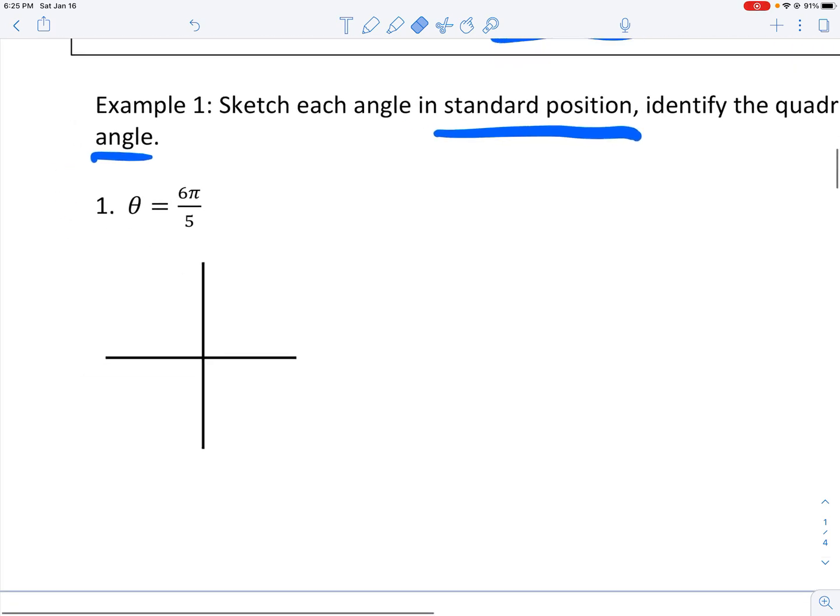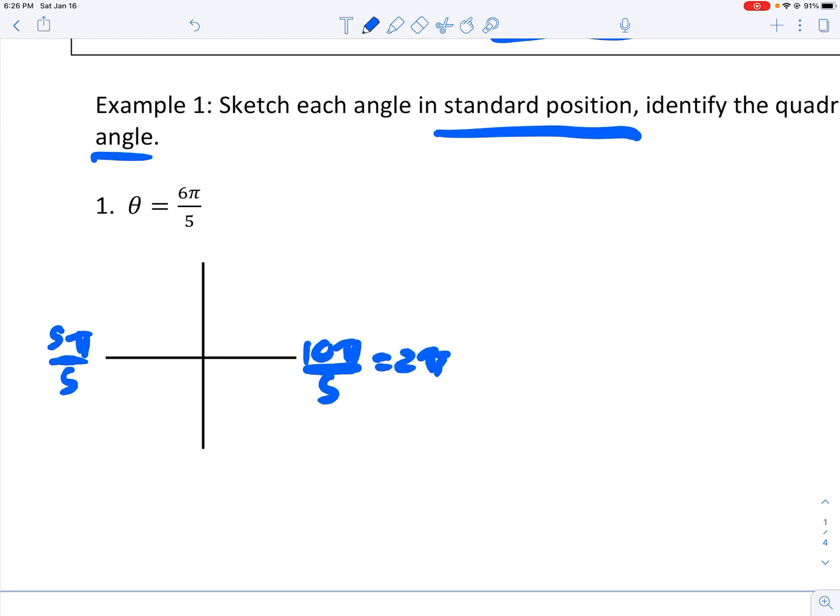So this is 6 pi over 5. So this would be 5 pi over 5, because that reduces to 1 pi, right? And that's 180 degrees. This would be 10 pi over 5, because that equals 2 pi, which is 360. So that means I just get past 5 pi over 5. So I'm here, right? I'm in quadrant 3.